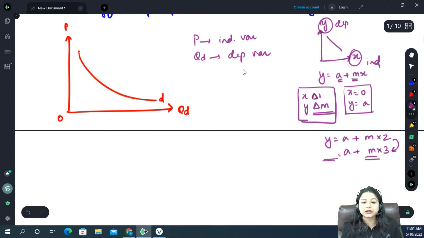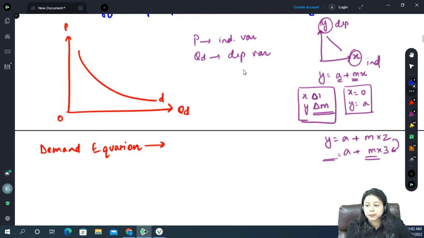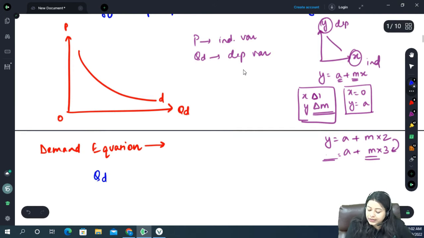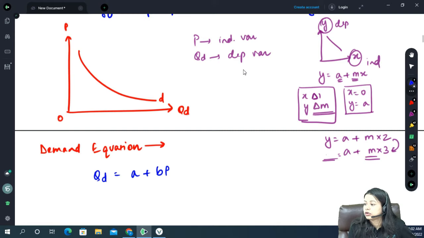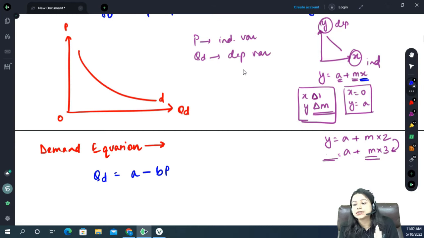Now, when we write the demand equation, how should we write the demand equation? What is my independent variable? Price is my independent variable. So, quantity demanded equal to A plus B, P. P is your independent variable in place of X and quantity demanded is your dependent. Now Piyush is asking a very good question: why are we plotting price on the Y-axis? This is because it's a very general convention that we always plot price on the Y-axis and quantity demanded on the x-axis.